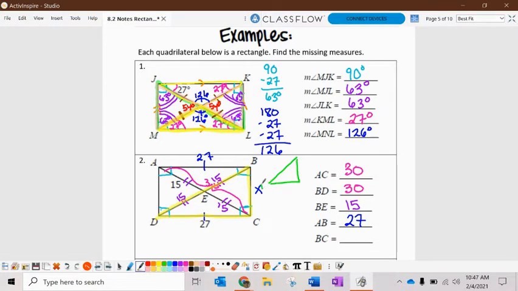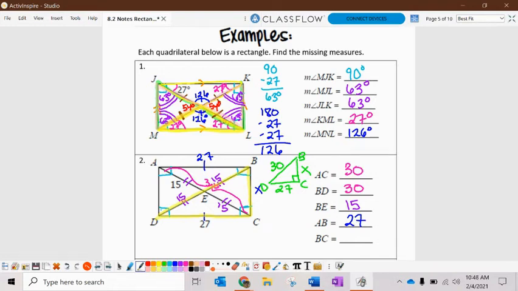Okay, so this is triangle DBC. We already know that this bottom side is 27. We know that it's a right angle. And we know that that entire diagonal from B to D, because it was made up of 2 of those 15s, is 30 units altogether. Okay, and we want to find this other missing side.